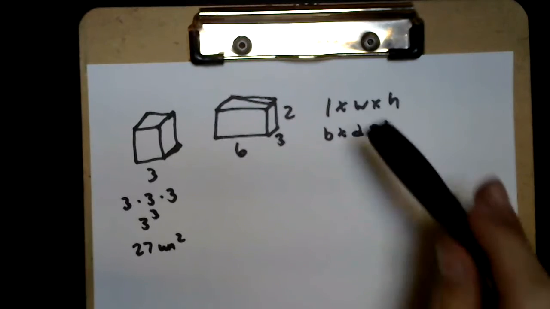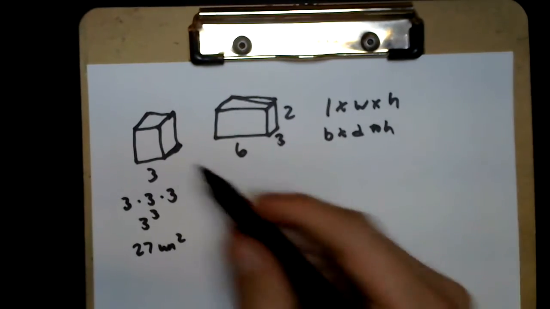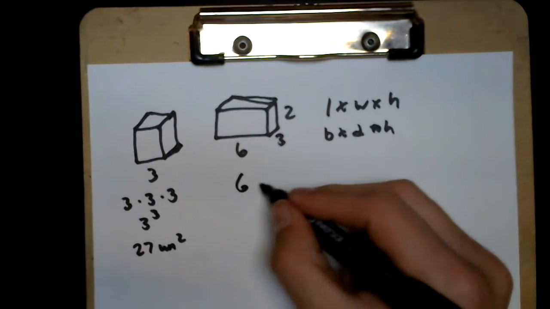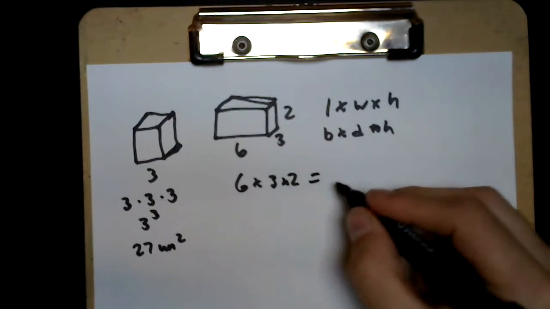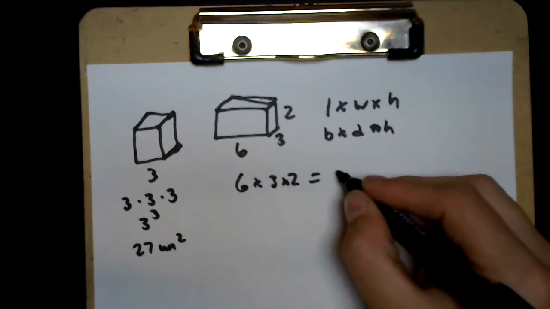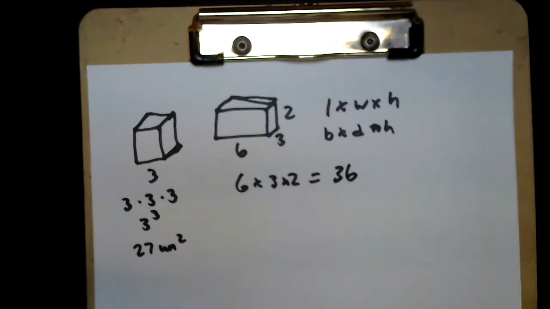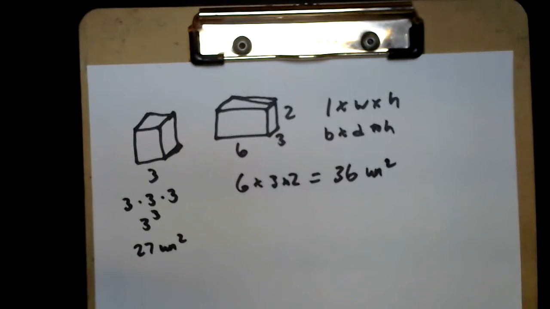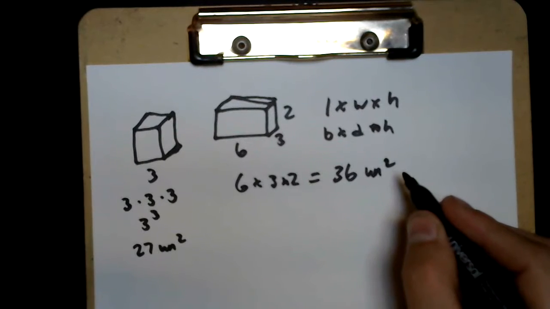So using your formula of length times width times height, or base times depth times height, whatever, this times that times your height, 6 times 3 times 2 gives you 6 times 3 is 18 times 2 is 36, or you can do 3 times 2 is 6, and 6 and 6 is 36. So both ways, however you calculate it, the volume of that will be 36 units squared.